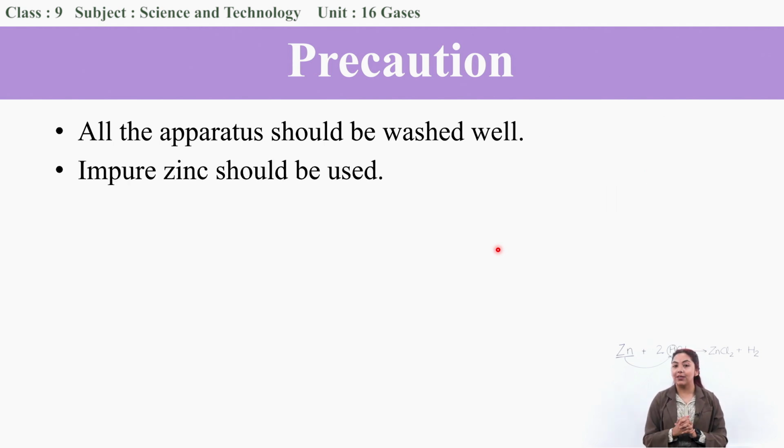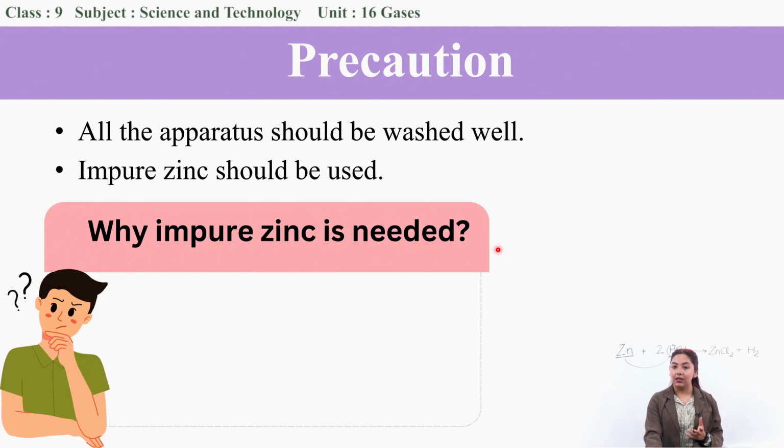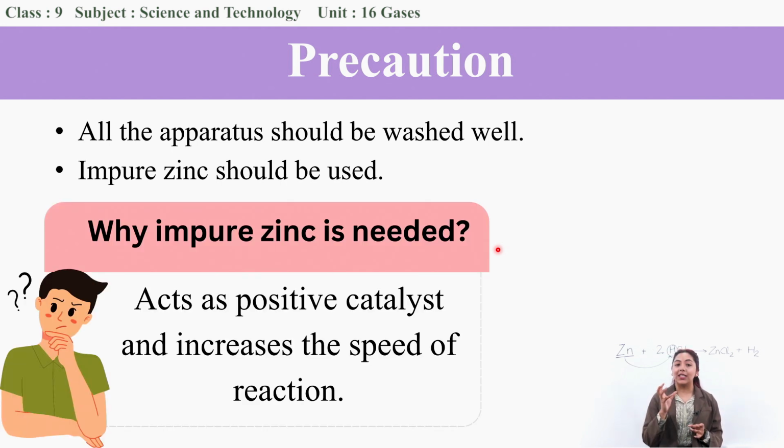The second point is impure zinc should be used. So why is impure zinc needed? Because the impurity that is present in the zinc acts as a positive catalyst. So since it is a positive catalyst, it increases the speed of reaction. That's why impure zinc should be used.